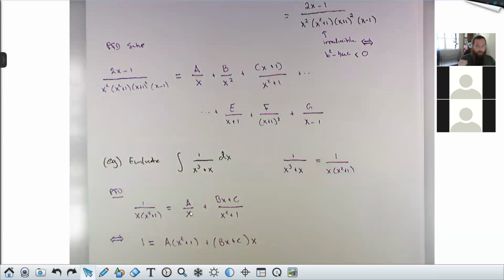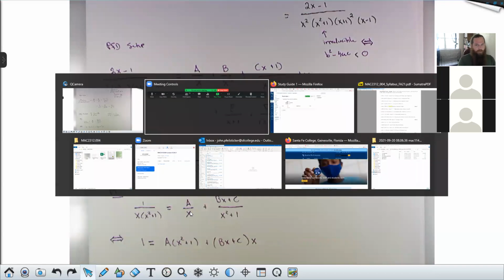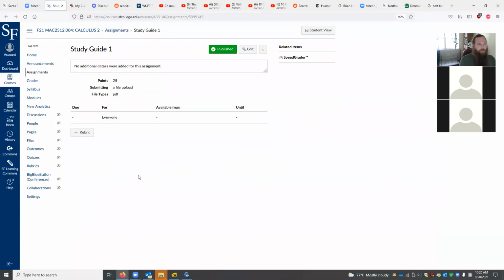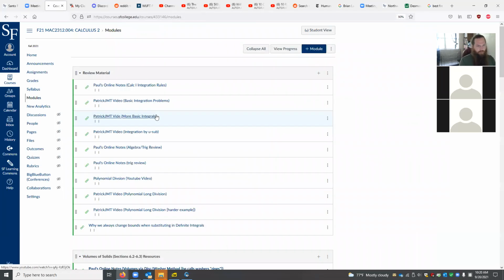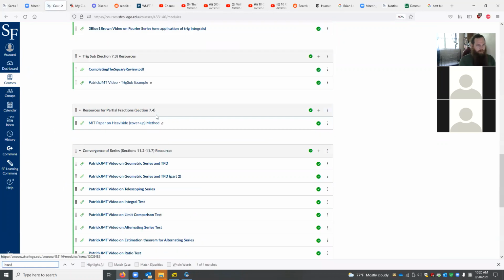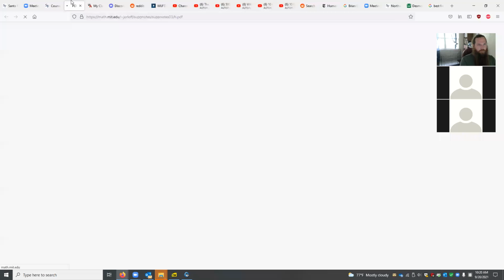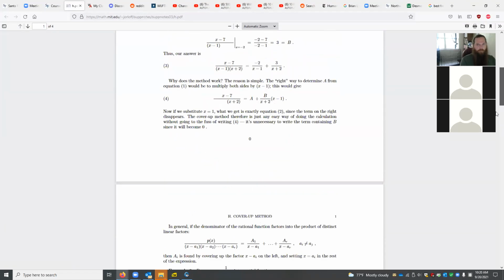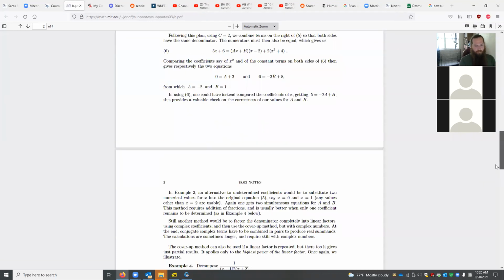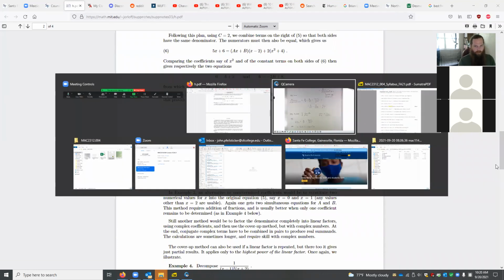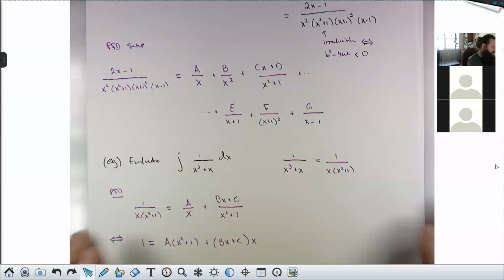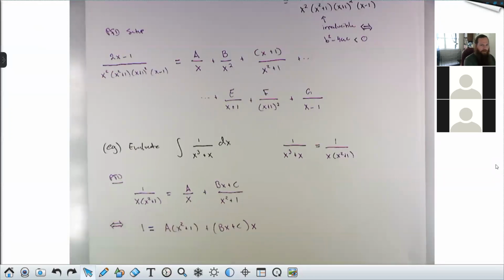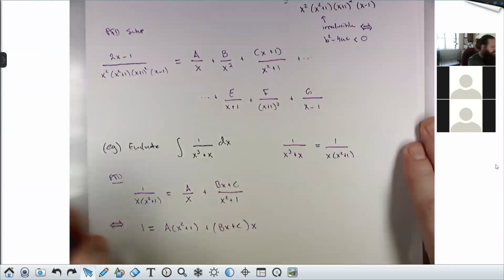At this stage, we can use the Heaviside trick, the Heaviside cover-up method. We discussed that last time. If you need a refresher on the Heaviside method, just check out this paper. MIT has published a really cute little PDF explaining what the cover-up method is and how it works. It's the stuff we did last time. At the very end of class on Friday, I gave you a shortcut for finding some of those factors, or finding some of those constants.